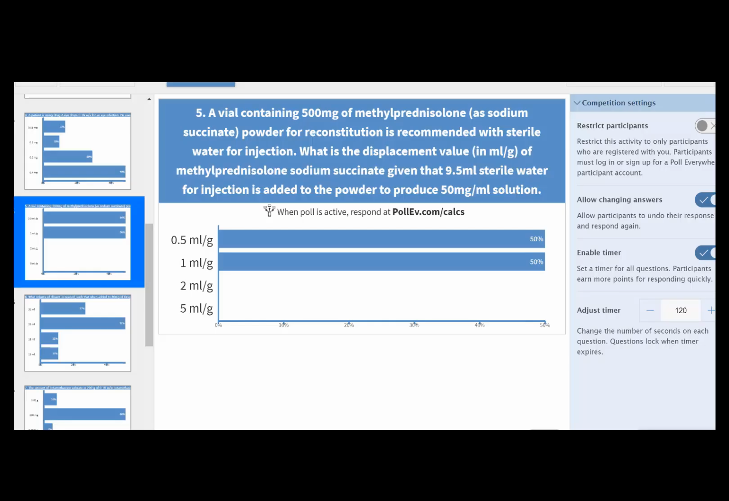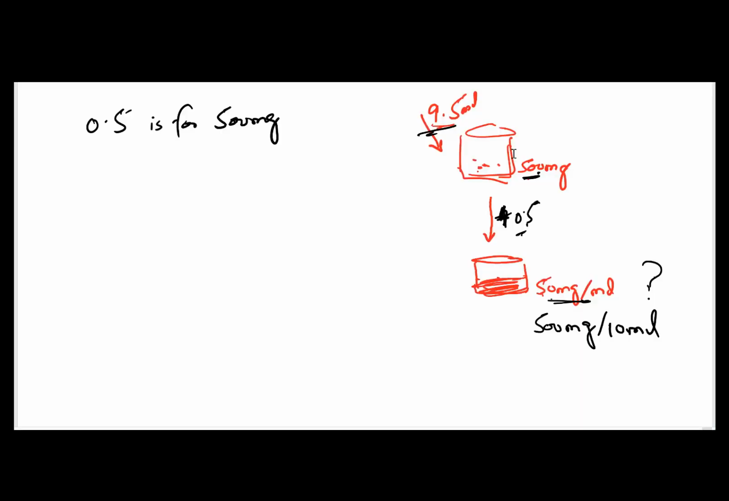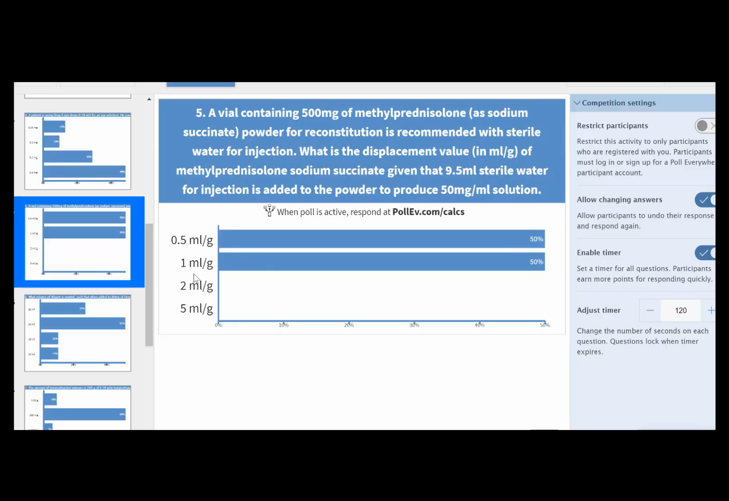But the question is asking for the displacement value in grams. So basically the question is asking what would be the displacement value for 1000 milligrams. So you just have to double this, and that would be for 1000 milligrams. Everybody with me? And the answer was 1 here, 1 mils per gram. Okay? Everybody understand that? Yes. Okay.